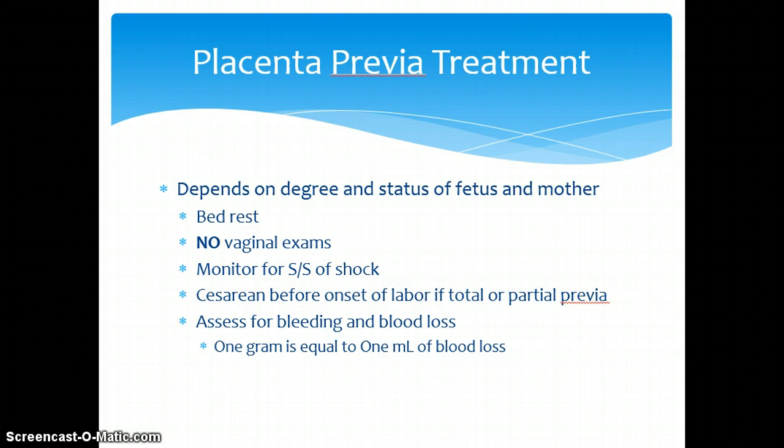Remember that 1 gram of blood weight is equal to about 1 milliliter of blood loss. And so you can weigh chux and you can weigh pads against their dry weight and estimate the amount of milliliters of blood loss. And that can be done in any emergency situation or on the regular general medical floor to quickly quantify the amount of blood that is lost.